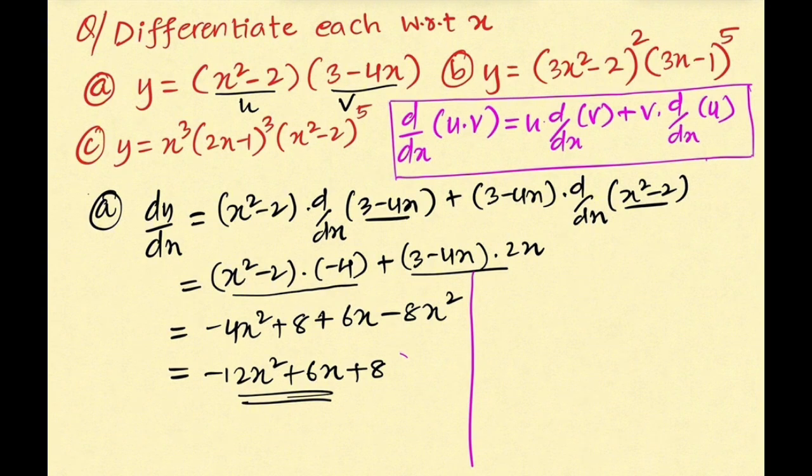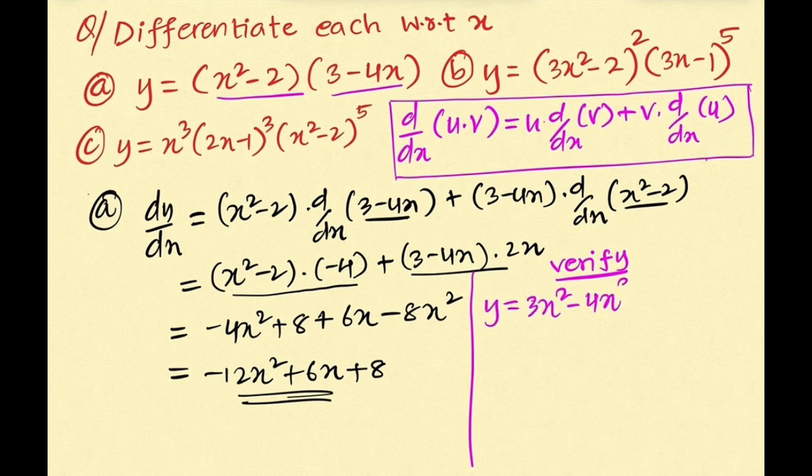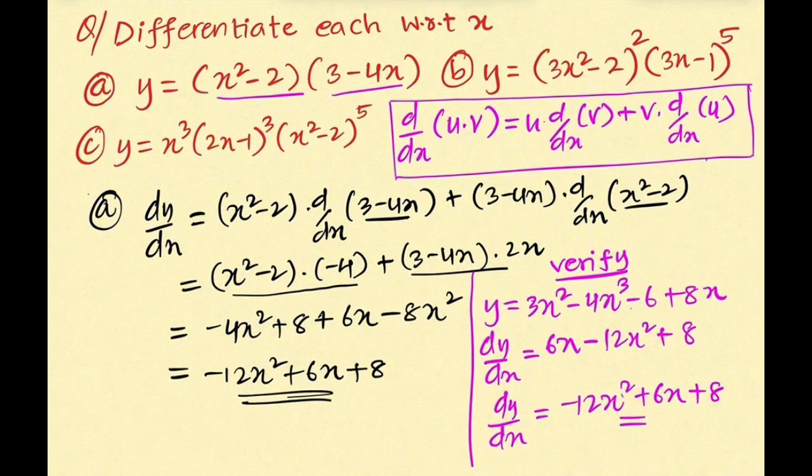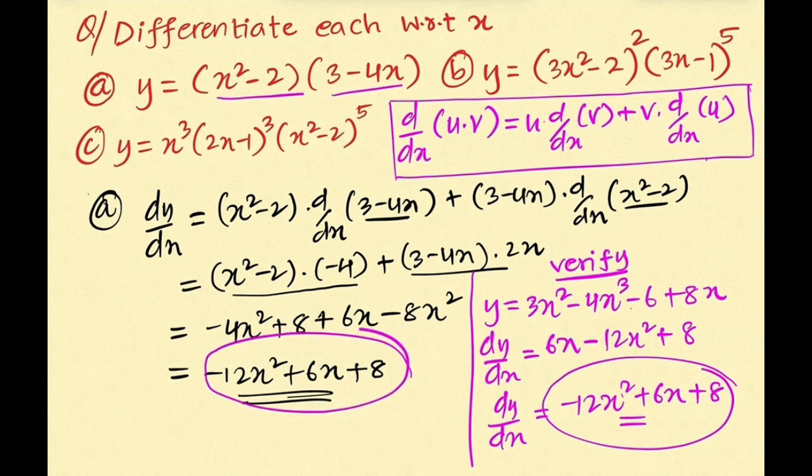Now what I want to do is verify this answer using the general rule of differentiation. When we multiply these two factors, y will be equal to 3x squared minus 4x cubed minus 6 plus 8x. Now let's find dy over dx, which will be equal to the differentiation of 3x squared, which means 6x, minus the differentiation of 4x cubed, which means 12x squared, and the differentiation of minus 6 is 0, plus the differentiation of 8x is 8. So you see that we are getting the same answer, which means the product rule of differentiation is verified.